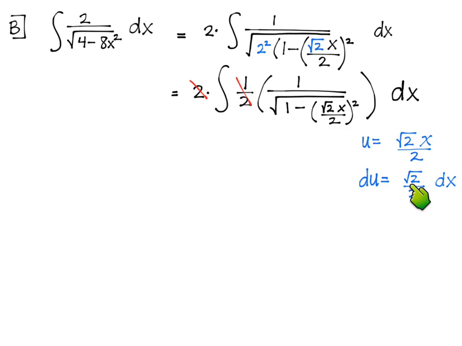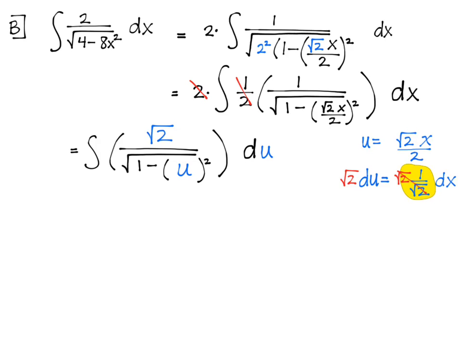I take the derivative and I get root 2 over 2. Remember that root 2 over 2 is 1 over the square root of 2. So because I don't have that 1 over square root of 2 dx, I'm going to multiply this equation, both sides, by root 2. And you get wherever I see dx now, because now this is just dx, wherever I see dx, I'm going to replace it with root 2 dx. So there's my root 2 du.